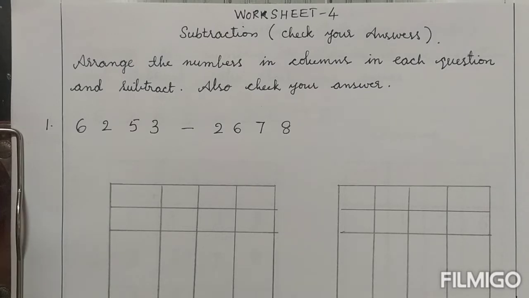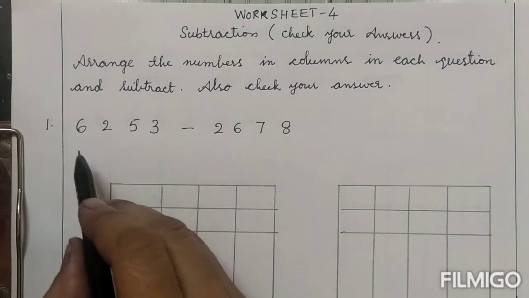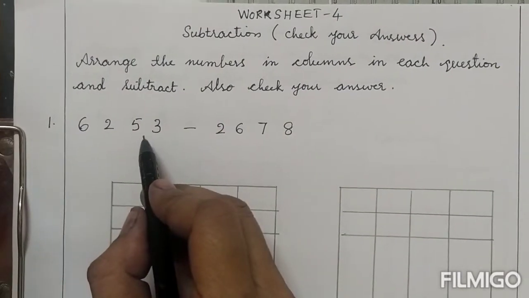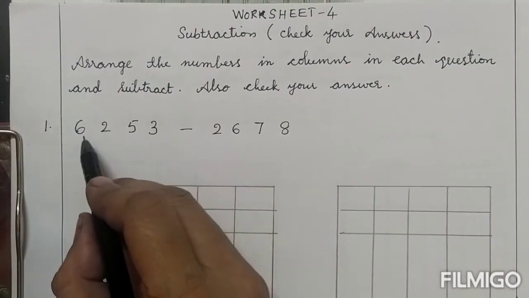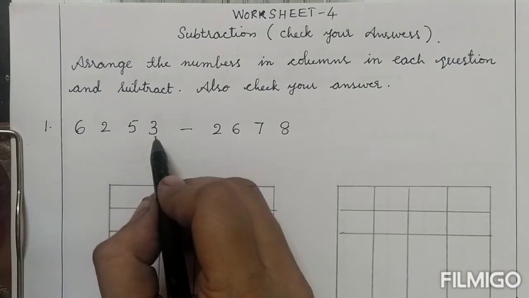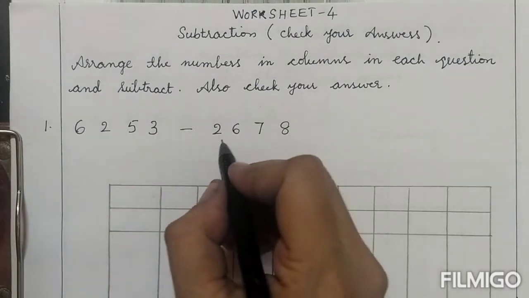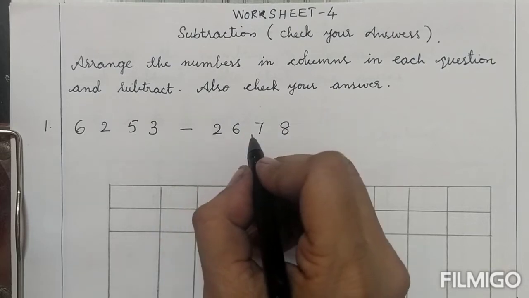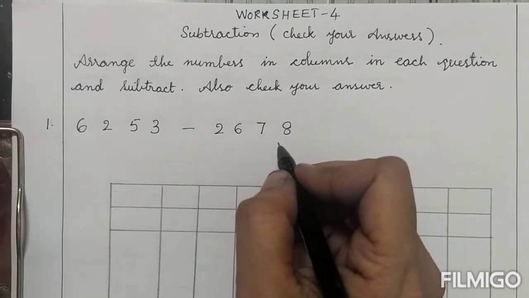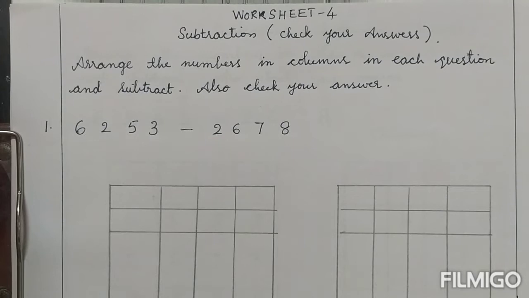Here, arrange the numbers in columns in each question and subtract. Also, check your answer. Here we have two numbers in our first question. 6253 is the first number and the second number is 2678. First we will write the place values on top of the numbers.